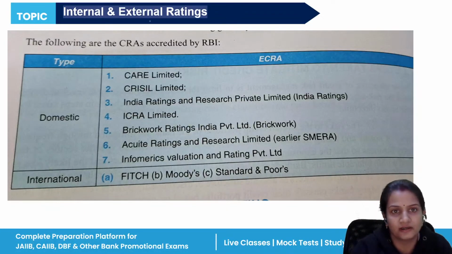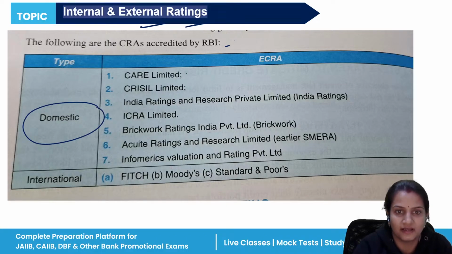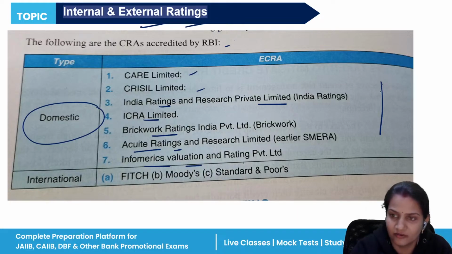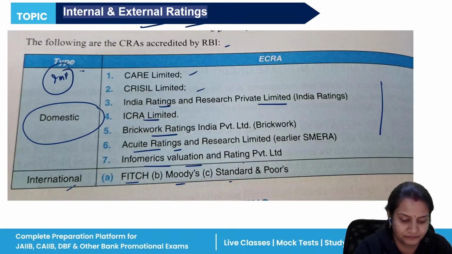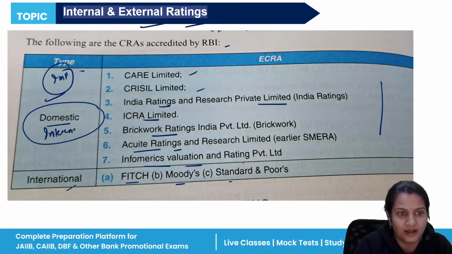Now, there are a few internal and external ratings by RBI. So, internal means what? Domestic: CARE, CRISIL, India Ratings Private Limited, ICRA, Brickwork, SMERA, Informatics Valuation and Rating. These come under the credit rating of India. International: Fitch, Moody's, Standard and Poor's. So this is of international importance. So credit rating by the RBI domestically is internal, and international means external.